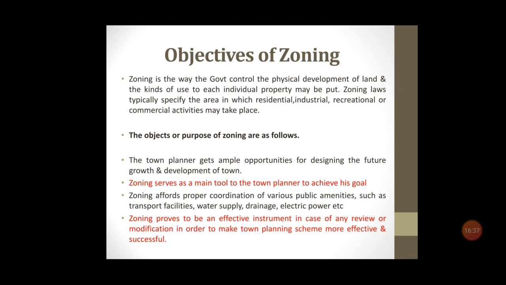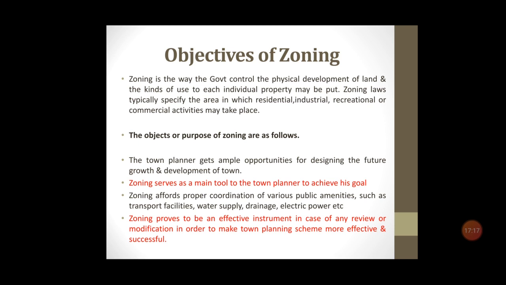Objectives of zoning. Zoning is the way the government controls the physical development of land and the kinds of use to which each individual property may be put. Zoning laws typically specify the areas in which residential, industrial, recreational, or commercial activities may take place. The objectives or purposes of zoning are as follows, which are also important from the GTU exam perspective. The town planner gets ample opportunities for designing the future growth and development of the town. Zoning serves as a main tool for the town planner to achieve his goal.